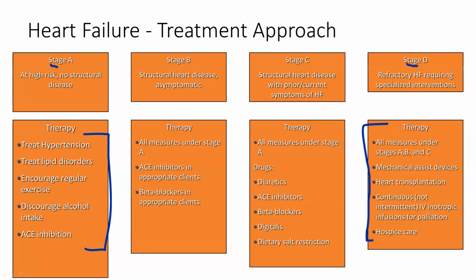So your modifiable risk factors: don't smoke, drink in moderation. The only medication that we tend to add here is an ACE inhibitor. ACE inhibitors prevent ventricular remodeling, which means instead of my EF getting worse and worse and worse, we're trying to keep the function of the myocardium the same. Then you move to your next one. So you're still going to do all measures in A. You still see that we added the ACE. Now we're going to think about adding a beta blocker.